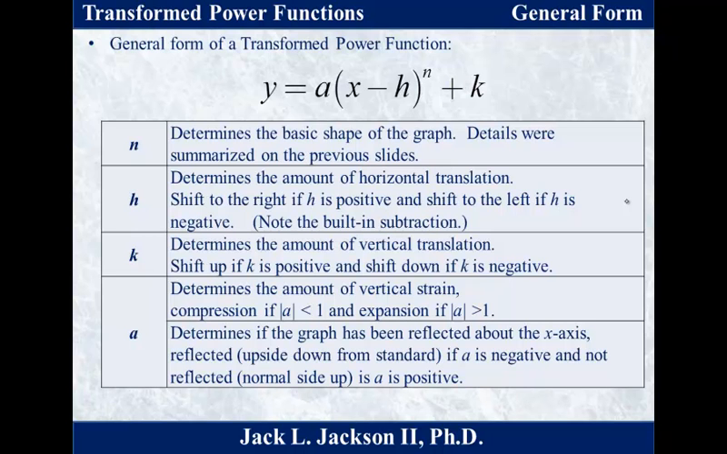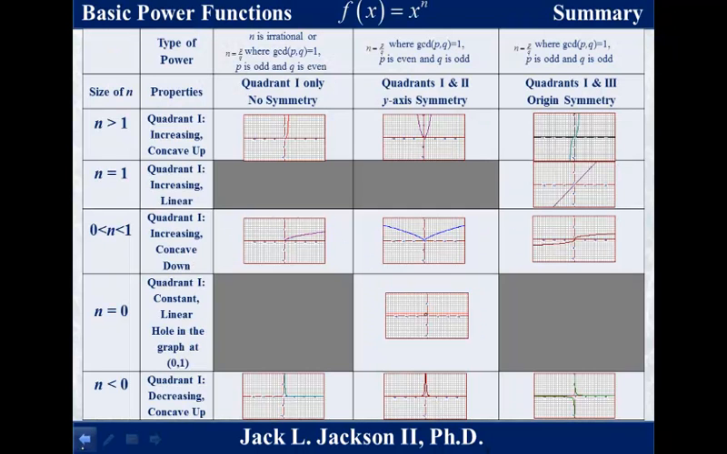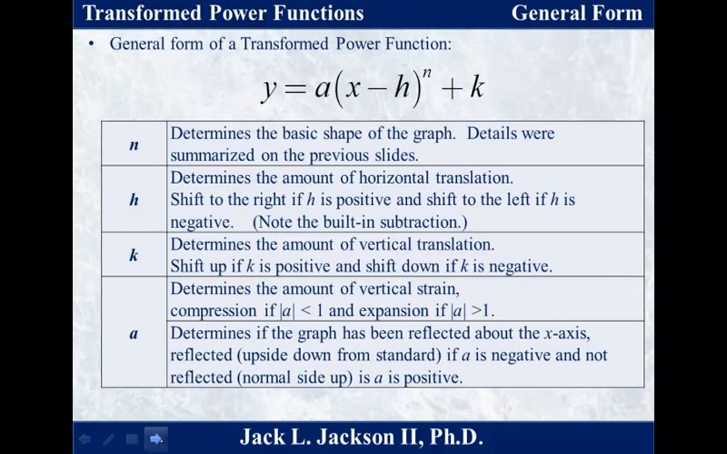And so the general shape is determined by that n. It's one of those 11 shapes that we just saw. So the n is the most important of those constants. It determines the basic shape of the graph, and those details we just looked at for the 11 different possibilities that we just saw on this previous slide. So depending on what the n is, we get one of these 11 shapes for the basic shape. But the other three numbers, call these things parameters, the h, k, and a, those constant numbers there, those determine how much we've transformed it.